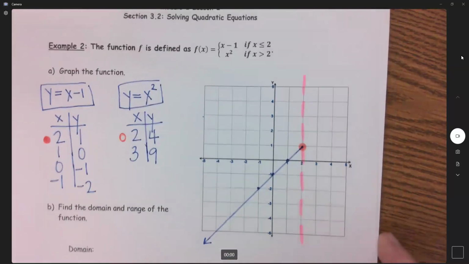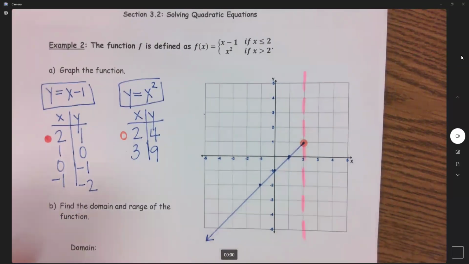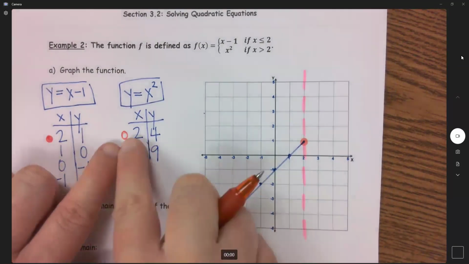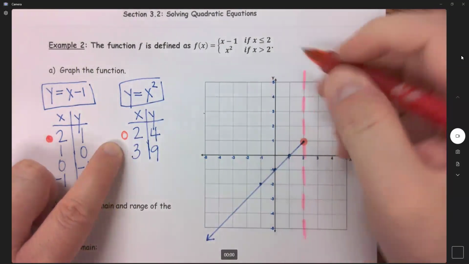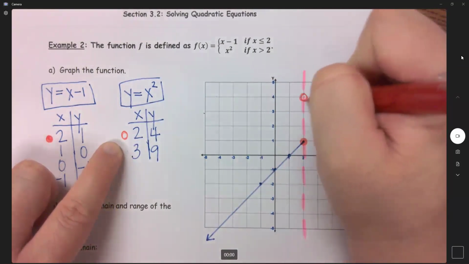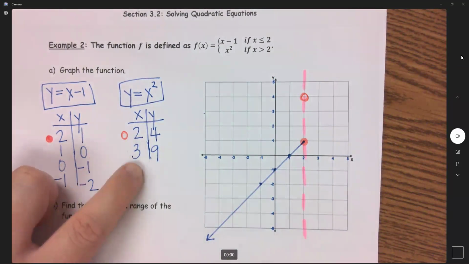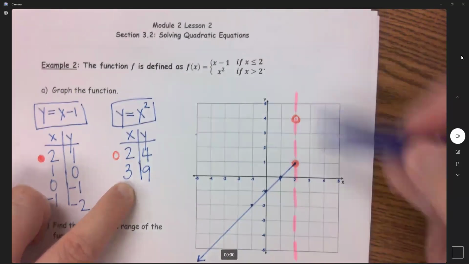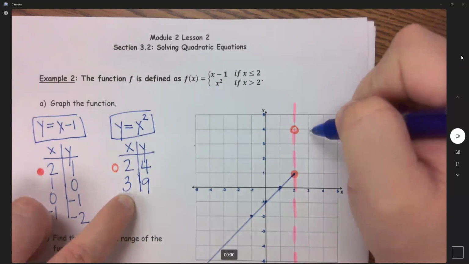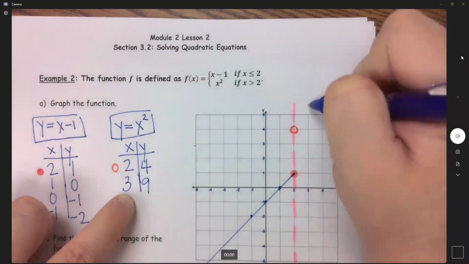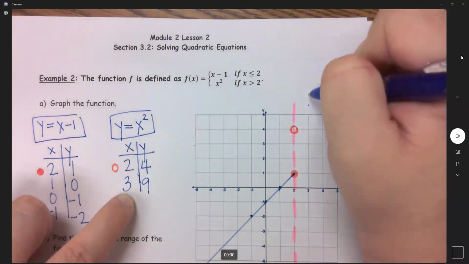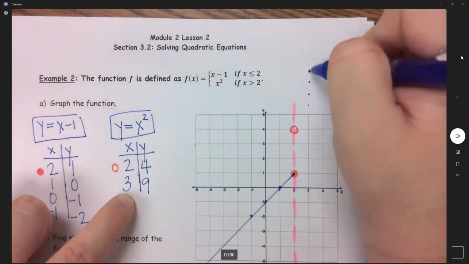Okay, so I'm going to plot (2, 4) with a nice open circle. And then if I could, I would plot (3, 9). So for 3, we're just going to pretend that's 5, 6, 7, 8, 9-ish.